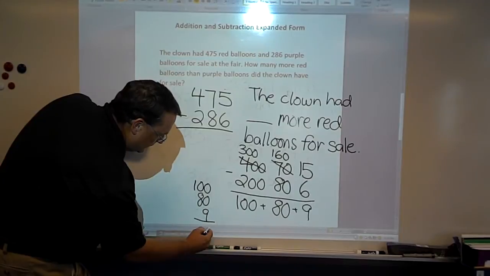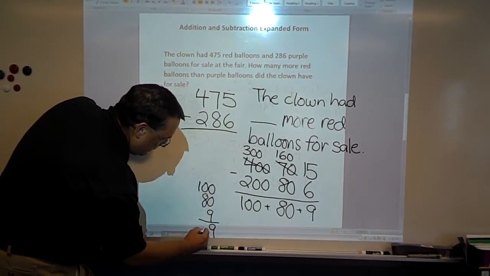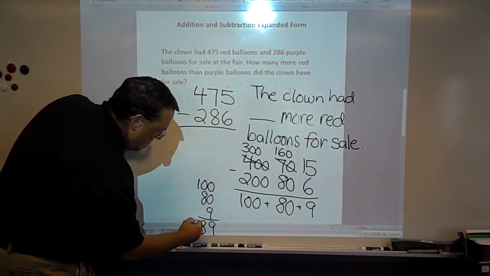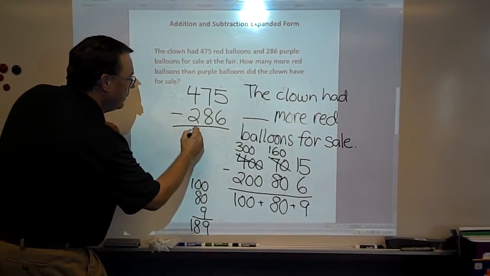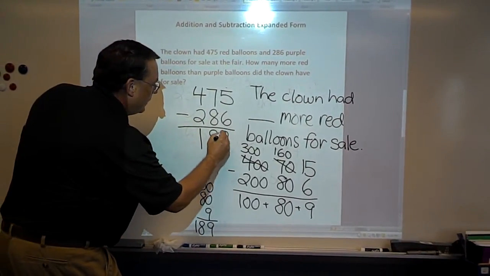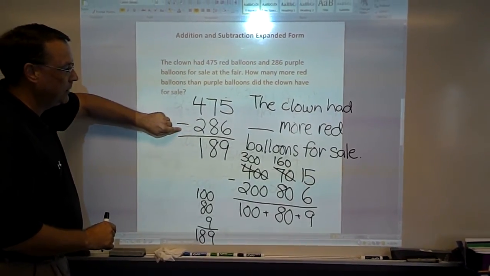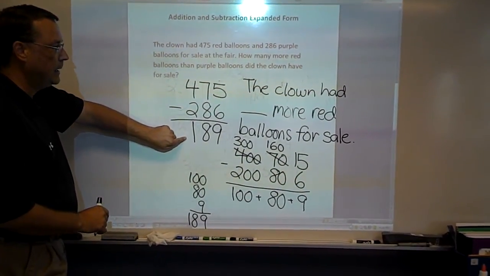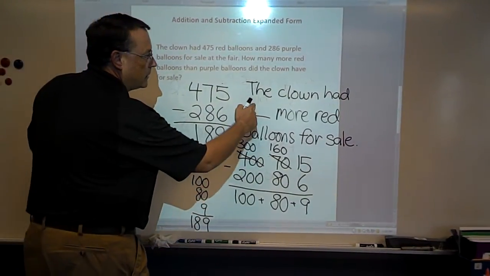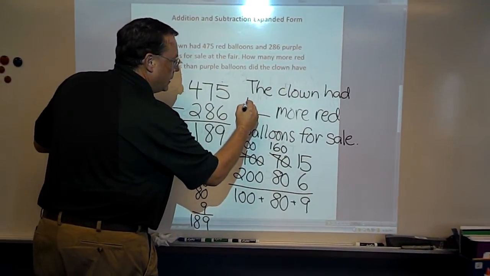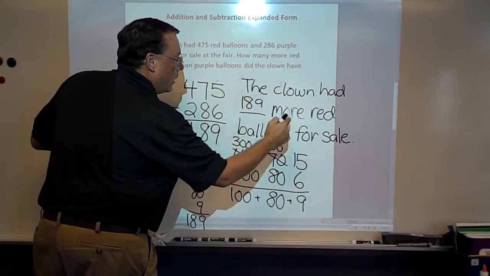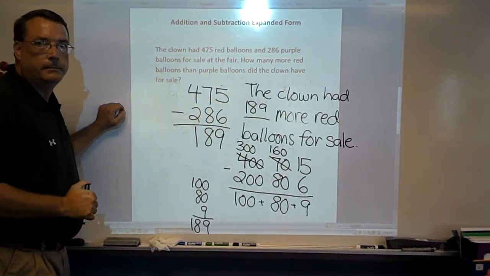So I can do the same thing. Add my ones, 9, my tens, 8, and my hundreds have a 1. So the difference between 475 and 286 is 189. So going back to my answer sentence, the clown had 189 more red balloons for sale.